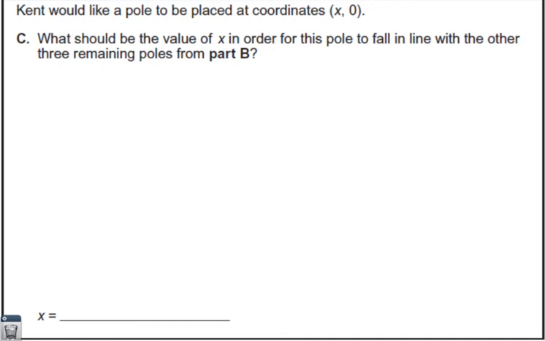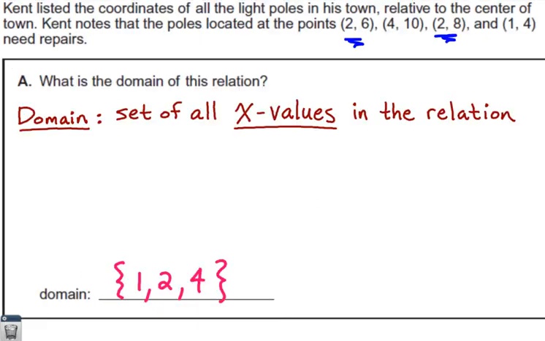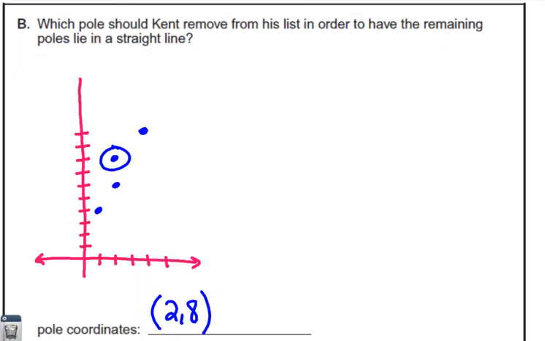Part C, Kent would like a pole to be placed at coordinates x, comma, 0. What should be the value of x for it to line up with the others? Okay. X, comma, 0. The better the sketch, you could also do this graphically. But let's actually, just being very exact, let's do 2, 6, and 4, 10.